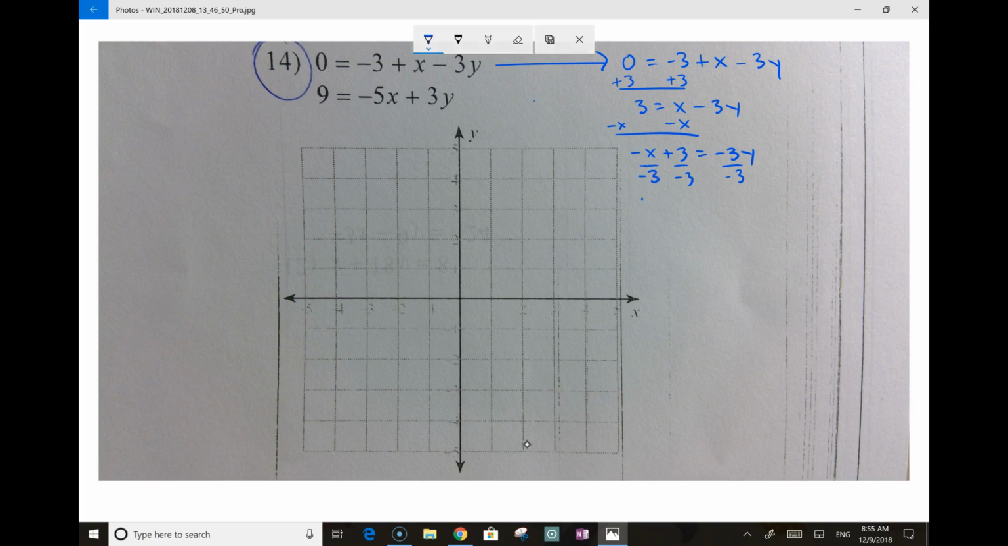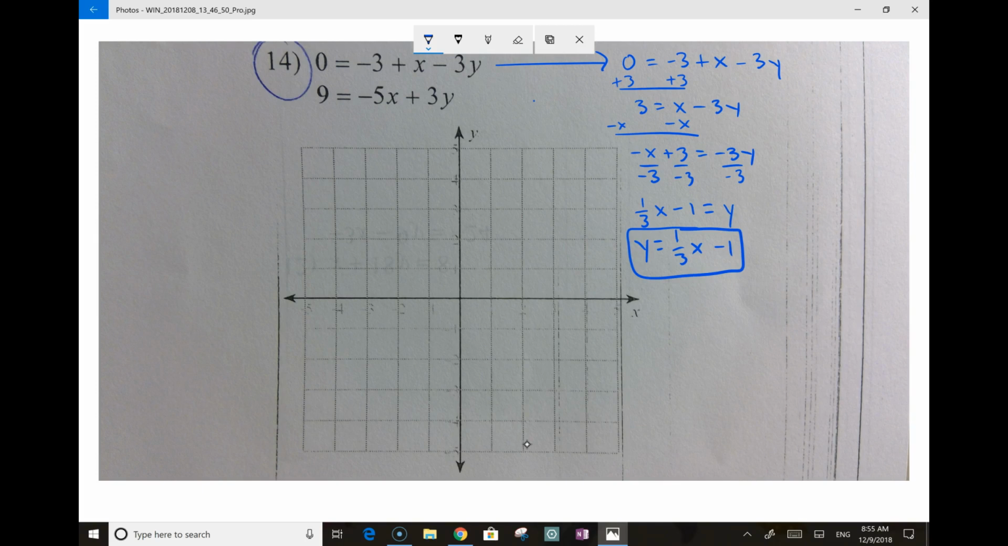And what you get is 1/3 x minus 1 is equal to y. Okay, now some people don't like when the y is not on the left side. And so if you're one of those people, you can rearrange this and simply write y is equal to 1/3 x minus 1. Okay, if that makes you happier. And then you can go ahead and graph this.